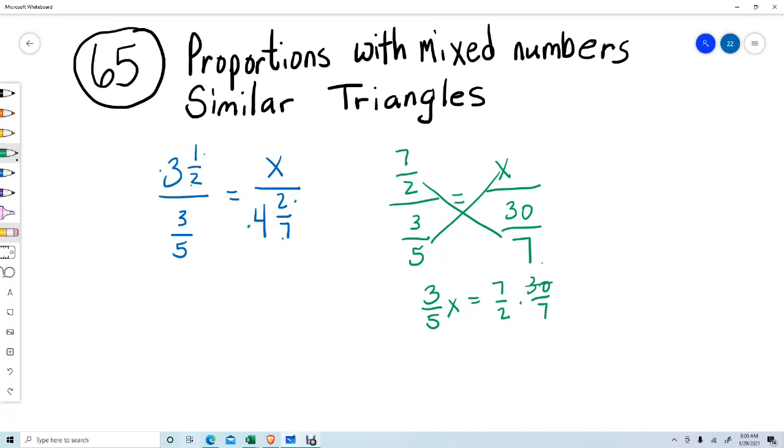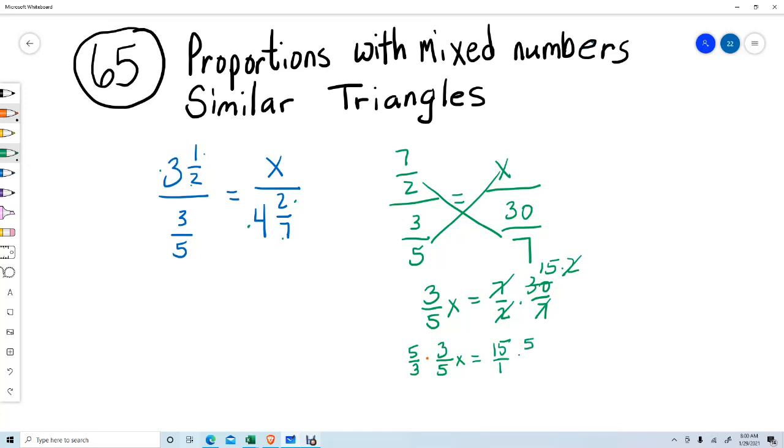Remember that we can cancel to make our multiplication easier here. I'm going to cancel those 7s. And what am I left with? I'm just left with my 15 on top. So I have 3/5 x equals 15, and I'm going to leave it over 1 until I'm done with the problem. Now to get x all by itself on the left, I need to multiply by the reciprocal of 3/5, which is 5/3. Reciprocal just means to flip the fraction. Another word for it is the inverse. Okay?